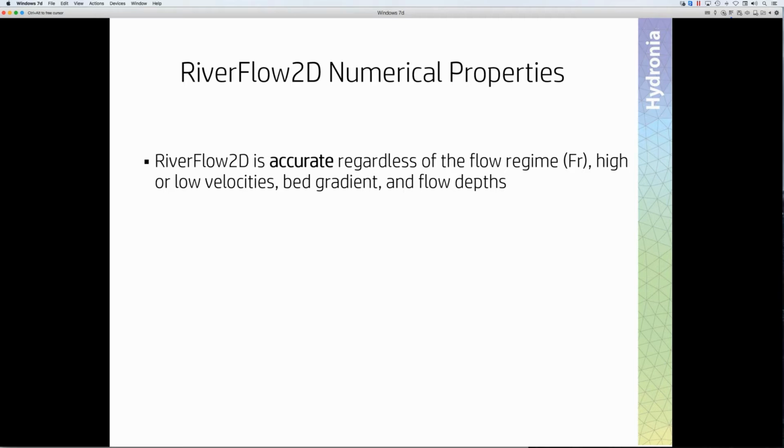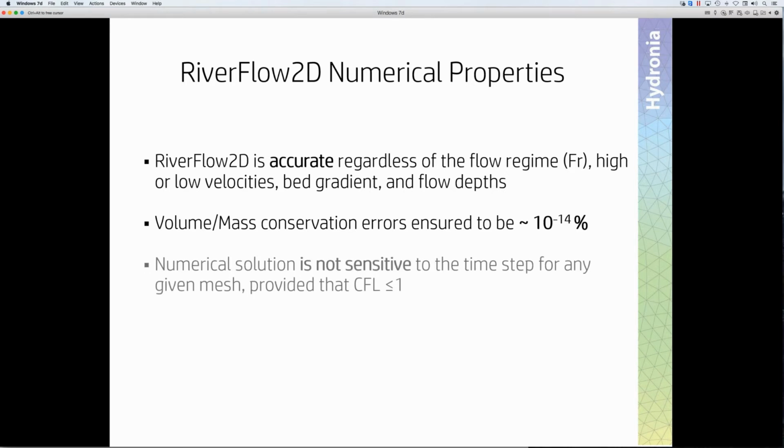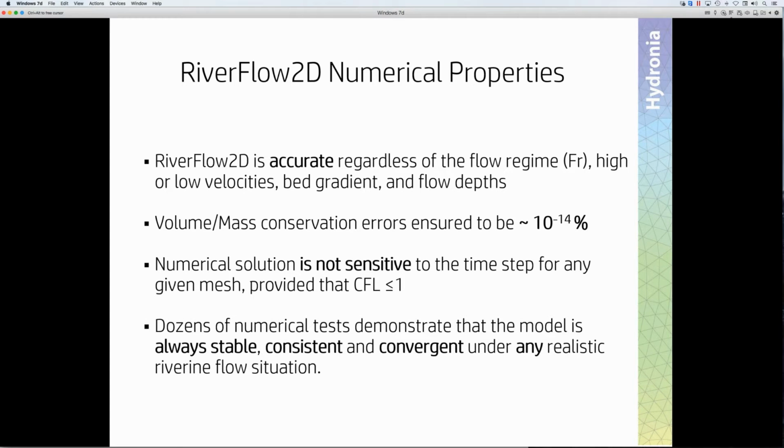The main numerical properties of the RiverFlow2D model are several. One is that it's very accurate regardless of the flow regime. The mass conservation is virtually zero or very, very close to zero, 10 to the minus 14 percent on that order. And also, the numerical solution is insensitive to the time step or the CFL. The time step is automatically computed by the model, so it wouldn't be an issue in any case. There are many tests that demonstrate that the model is very stable, consistent for any realistic situation.